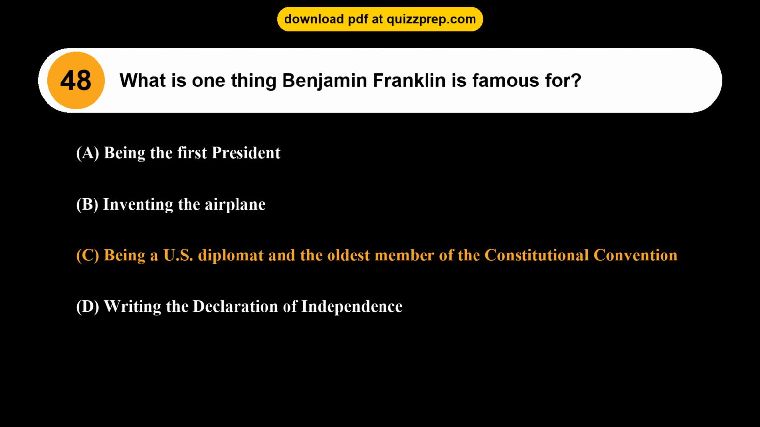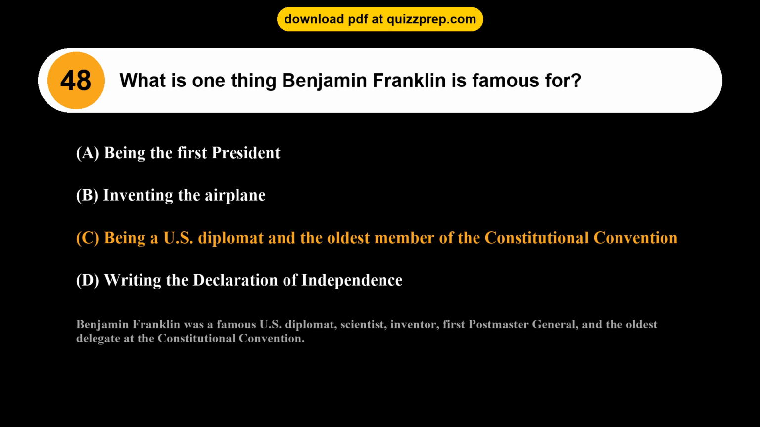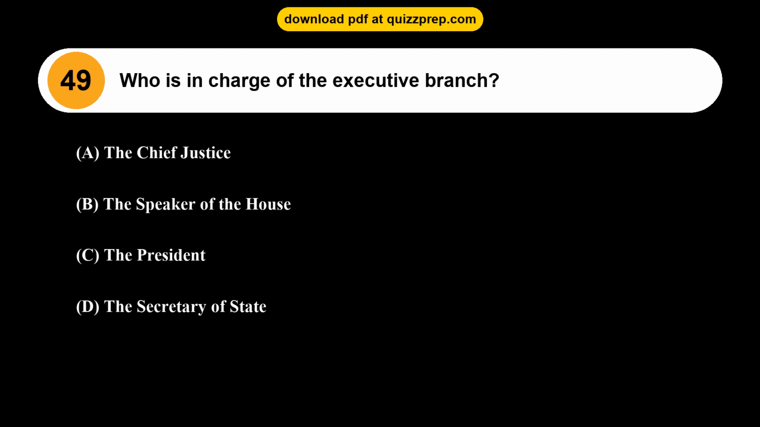The correct answer is option C, being a U.S. diplomat and the oldest member of the Constitutional Convention. Benjamin Franklin was a famous U.S. diplomat, scientist, inventor, first Postmaster General, and the oldest delegate at the Constitutional Convention. Question 49. Who is in charge of the executive branch?